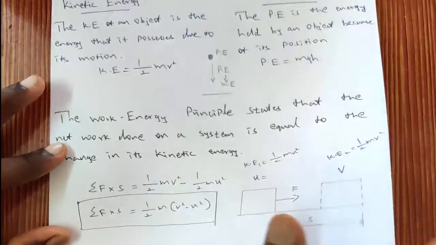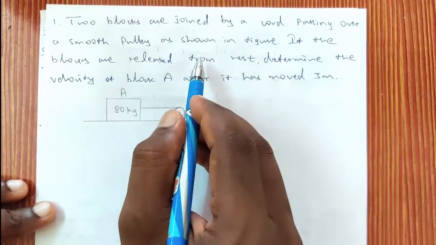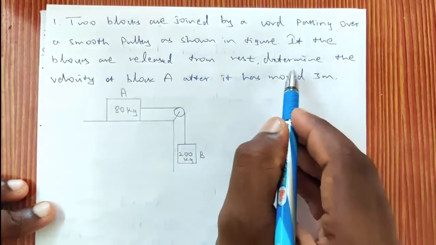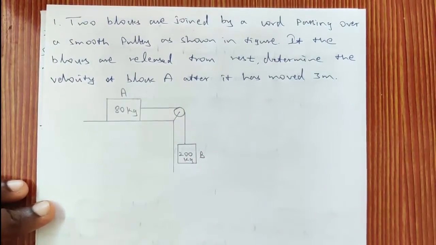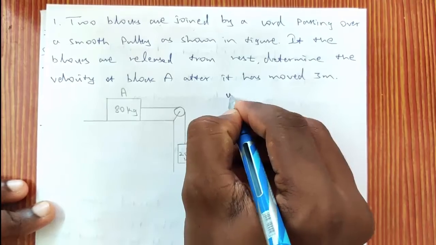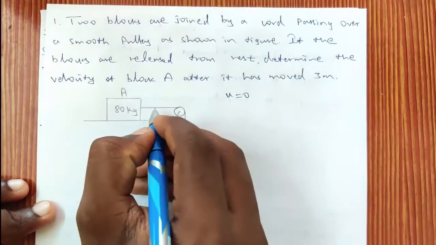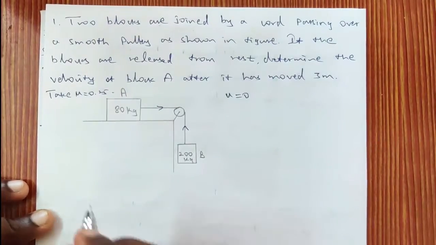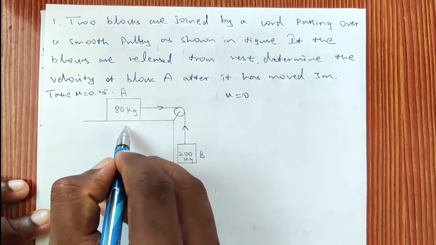Now we'll go to the problems. Two blocks are joined by a cord passing over a smooth pulley as shown in the figure. If the blocks are released from rest, determine the velocity of the block A after it has moved 3 meter. Initially the bodies are at rest, so the initial velocity u is equal to 0. Here the pulley is a smooth pulley, so the tension on both sides is equal. And the coefficient of friction is given as 0.25 between the block A and the horizontal surface.